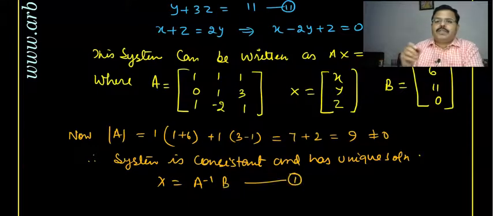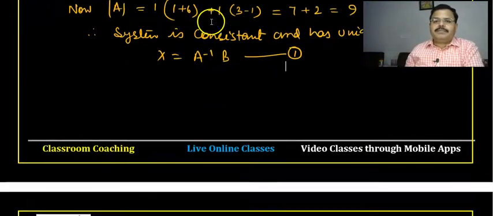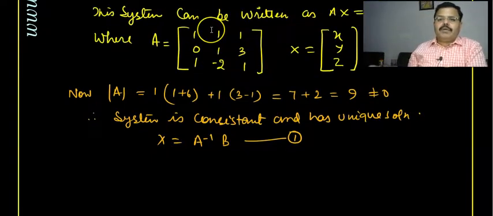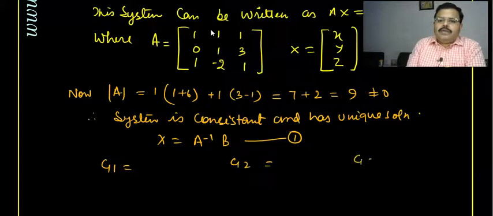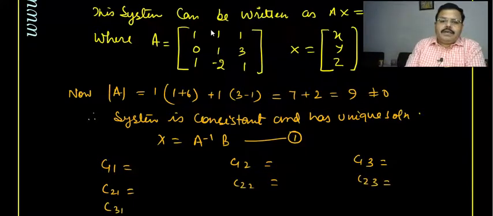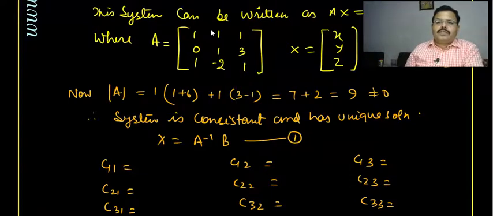So we will write it. Now we will have to find first the adjoint of A. So we will write the cofactors C11, C12, C13, C21, C22, and C23, C31, C32, and C33.